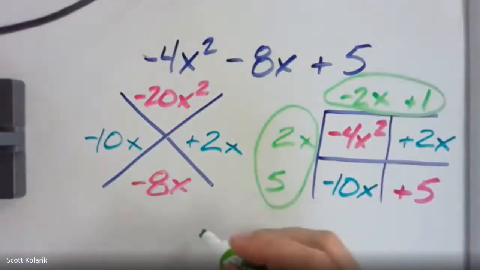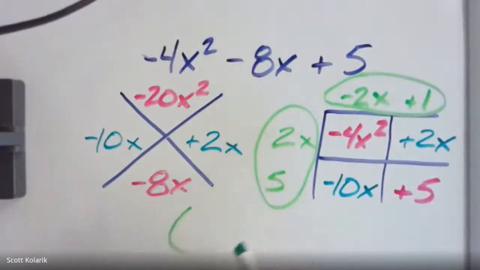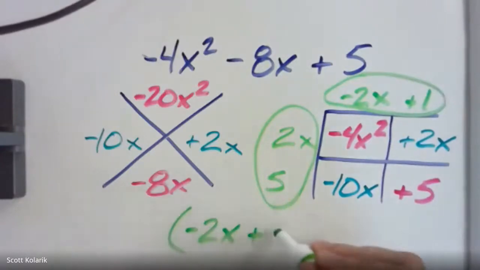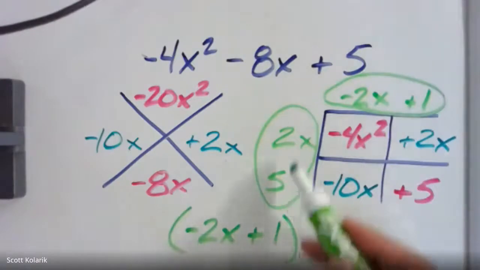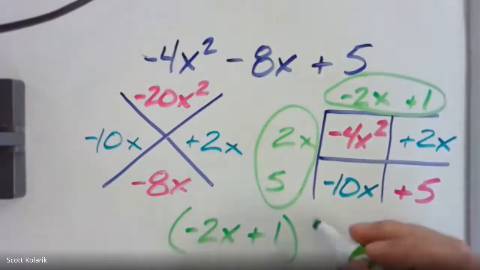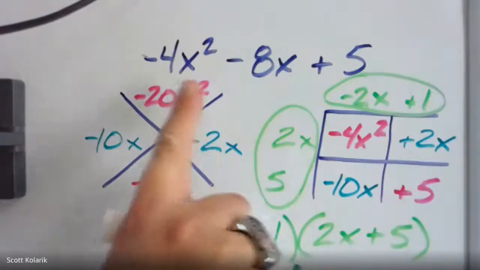Those will be my parentheses. It does not matter which parentheses comes first. I usually do the top one first, but it doesn't matter. The negative 2x and positive 1, or negative 2x plus 1. That's this one right here. And this one right here will just be my other parentheses, positive 2x and positive 5, or 2x plus 5. There is my factored version of that polynomial.